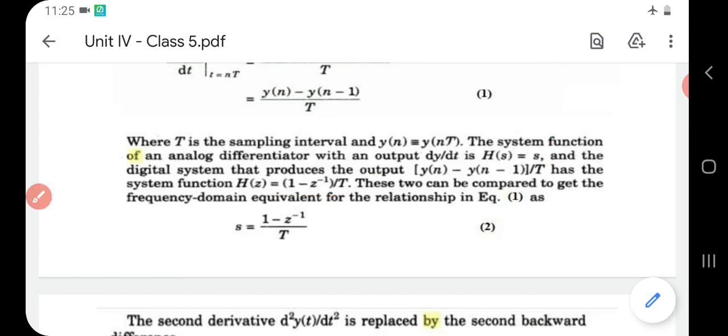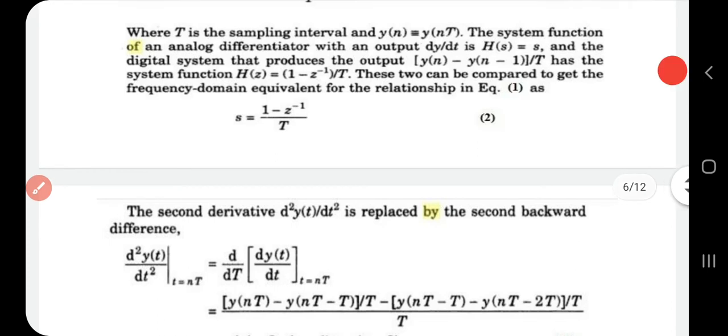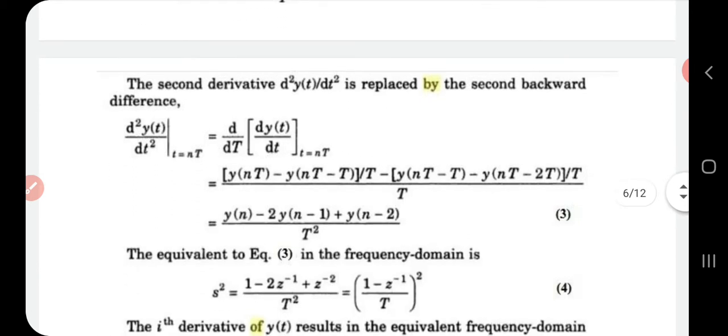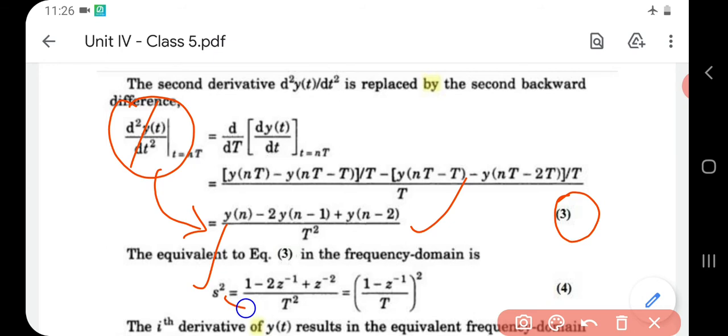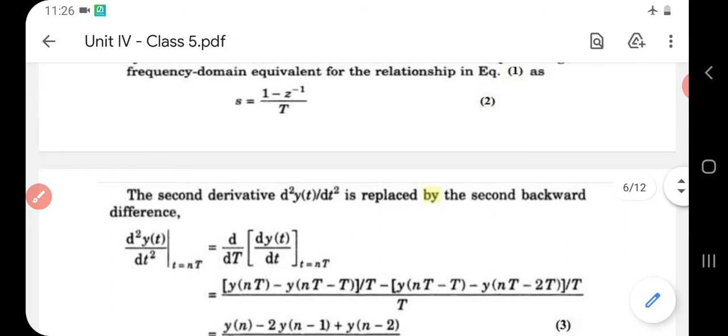Okay. Now you are going to find the second derivative, that is d square y by dt square. So that will be d by dt of dy by dt. On simplifying, you can directly write this particular equation, and the equation equivalent to this equation 3 in the frequency domain is represented as this: s square is equal to 1 minus z raised to minus 1 by T the whole square. So for s square you can directly write this particular equation. Now just compare equations 2 and 4.